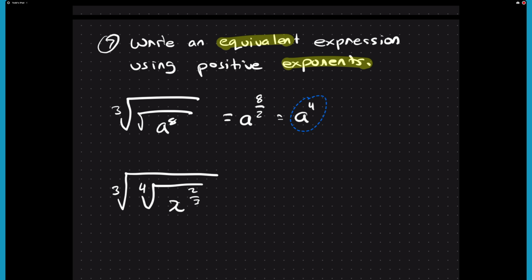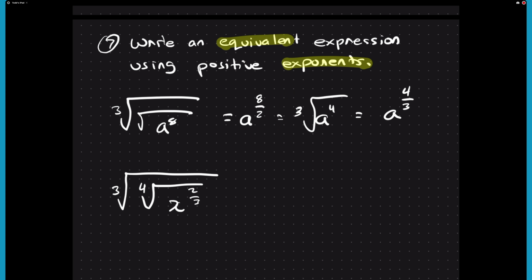Now, don't forget, we can't just stop right there because, hey, there's that cubed root that was out here. So I now have the cubed root of a to the 4. And again, we're just going to follow the same rules. I've got a raised to the power of what? Well, the index was 3 and the exponent is 4. So our final answer is a raised to the power of 4 over 3.